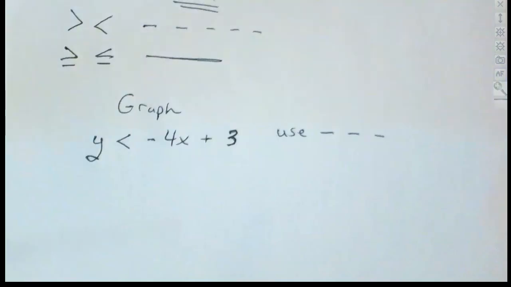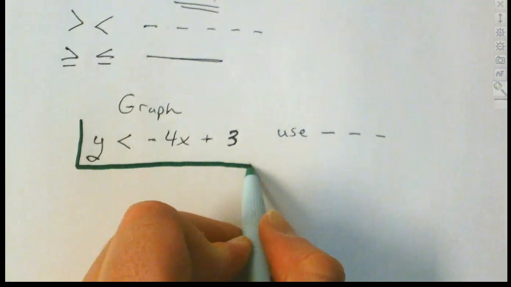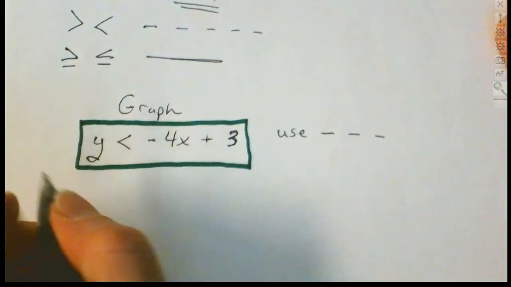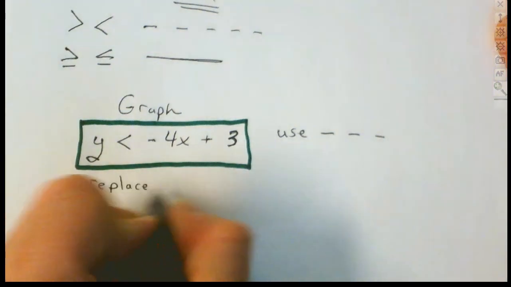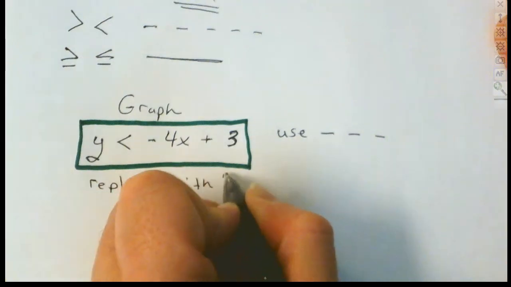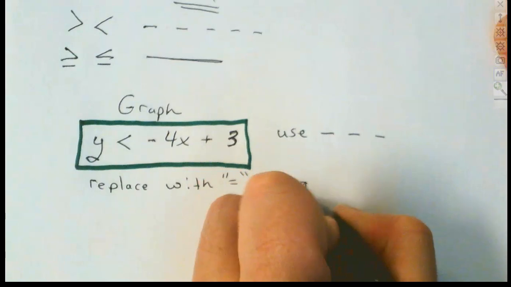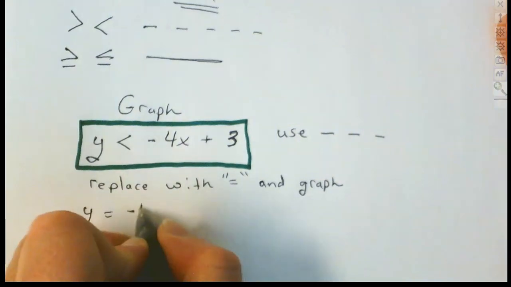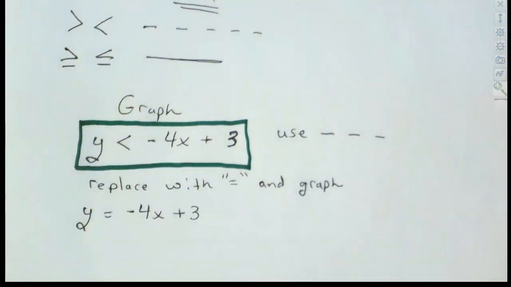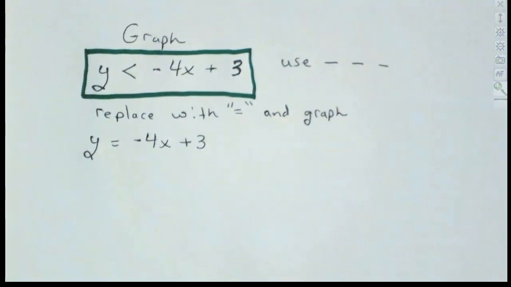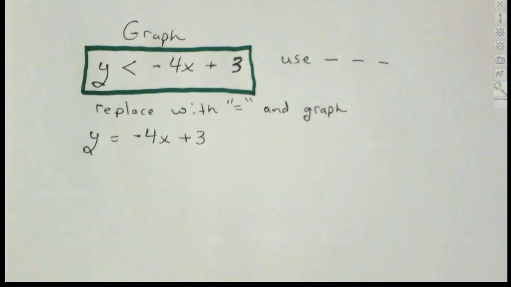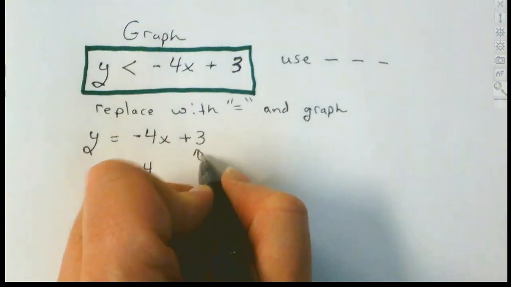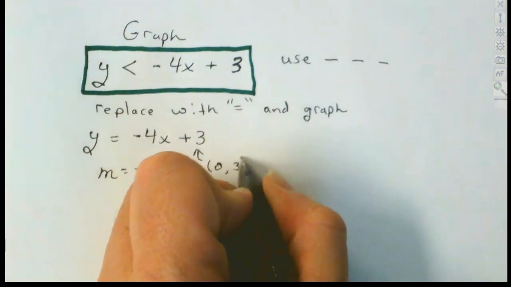Now, we're going to box this because we're going to come back to it later. But what we do now is replace that inequality with an equal sign, and then we graph it. So we replace that with an equal sign, and then we can graph it. Okay, so how would we graph this? If it's got an equal sign, what would we do? Well, my slope is minus 4, and this 3, remember, is your y-intercept. So that's (0, 3).